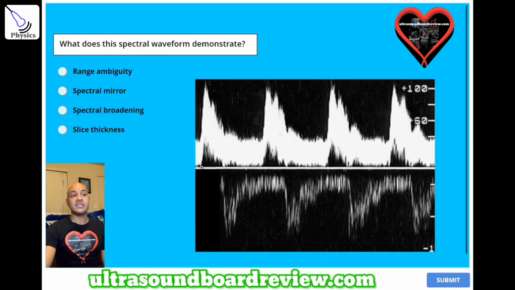And this isn't a slice thickness artifact, but this is a range ambiguity artifact because this is a waveform coming into view on this spectral waveform from a different angle. What's happening is the continuous wave Doppler is picking up different frequencies from different areas of the body and incorporating it into this image. This is called range ambiguity.